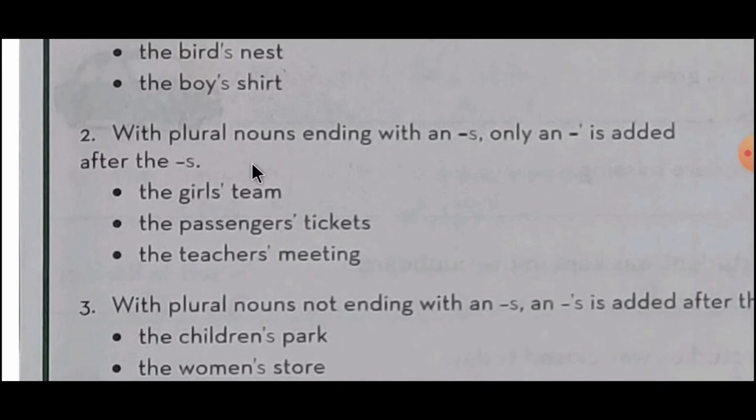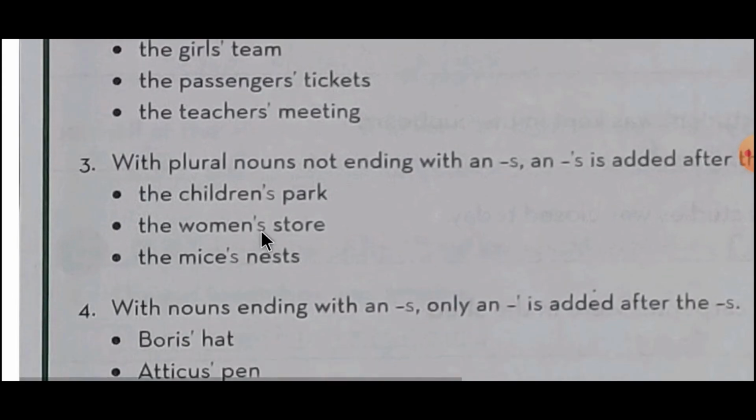Second one, with plural nouns ending with s. Most of the plural nouns end with s only. So we have to just put the sign of apostrophe after the s. We have also seen these examples. Let's see a few more only. The girls' team, the passengers' tickets, the teachers' meeting. So here girls, passengers and teachers, all these three nouns are plural nouns ending with the letter s. That's why we have to just put the apostrophe sign to convert that into the possessive form.